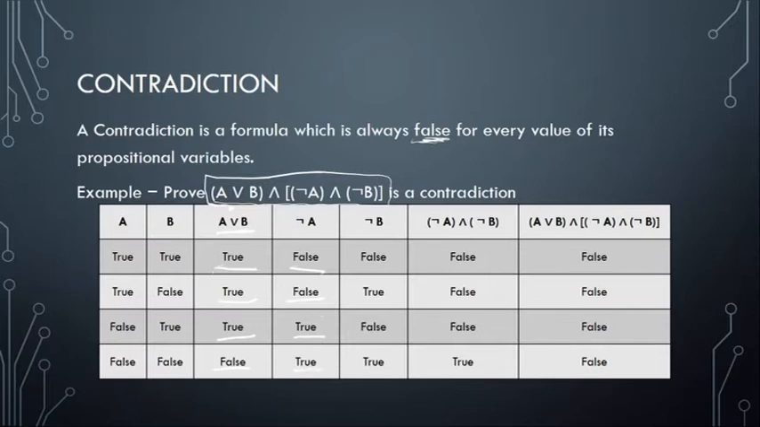Then not B, the same. So what is not true is false. Then not false, true. Then not true, false. Then not false is true.